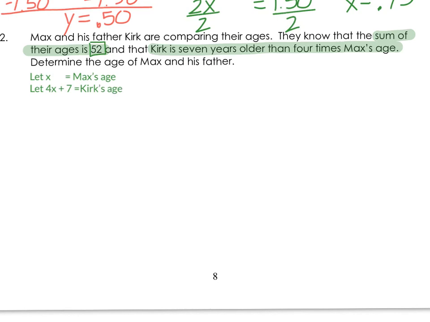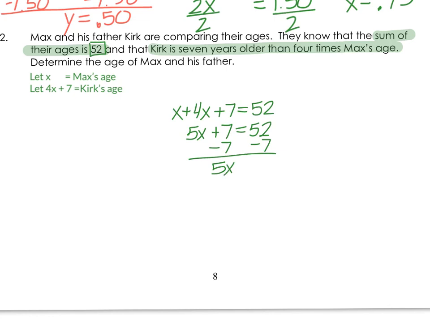So now I have my two statements, and the sum of their ages is 52, so I can add the two amounts up, x and 4x plus 7. So adding the two ages, x plus 4x plus 7, to equal 52. Combine my like terms, the 4x and the x gives me 5x plus 7 equals 52. Then constants on the right, so I'm going to subtract the 7 over since the variables are already on the left. 5x equals, and then 52 minus 7 is 45. Divided by 5 tells me that x equals 9.